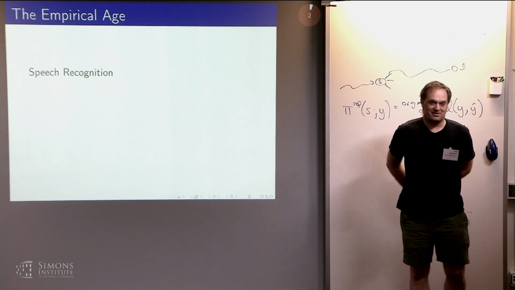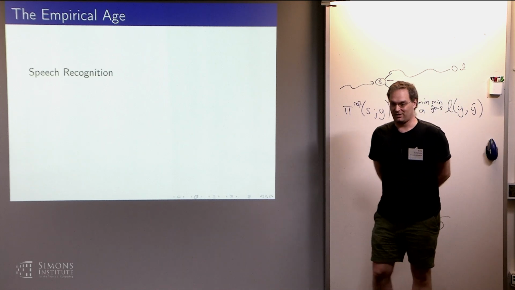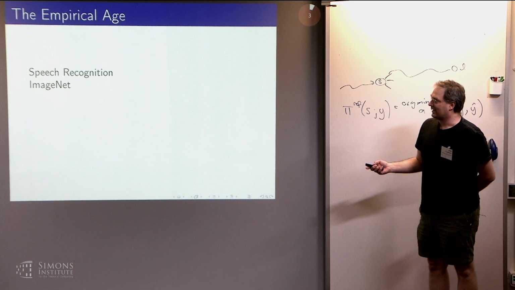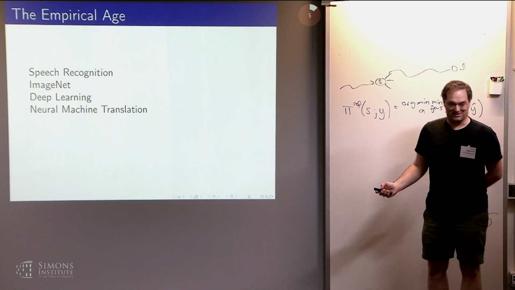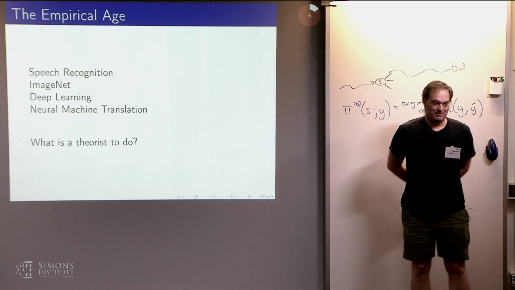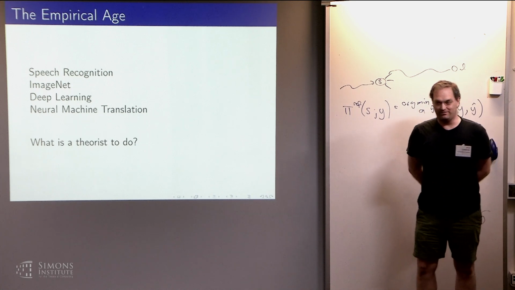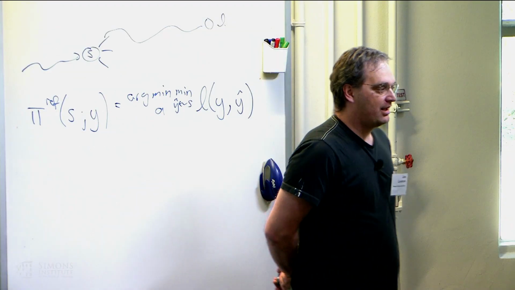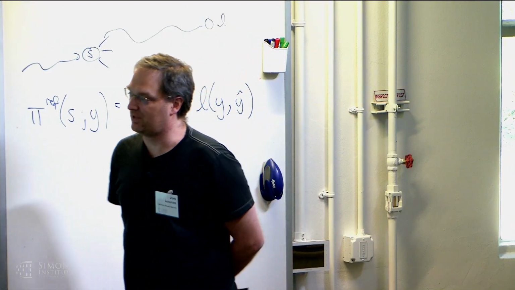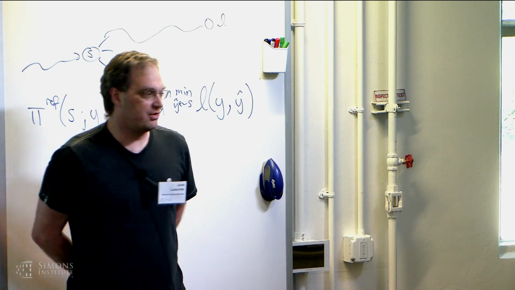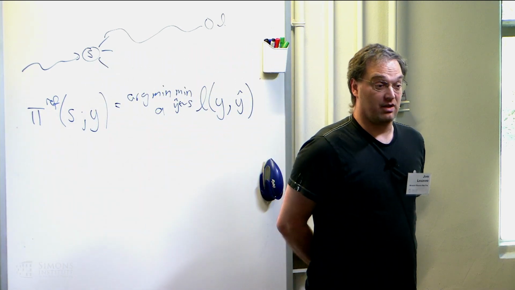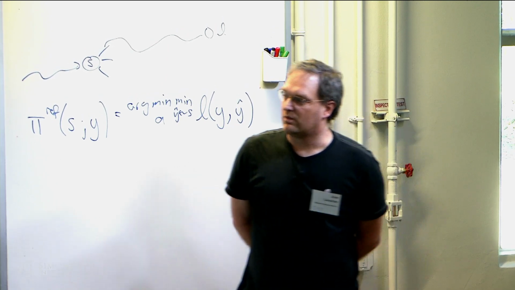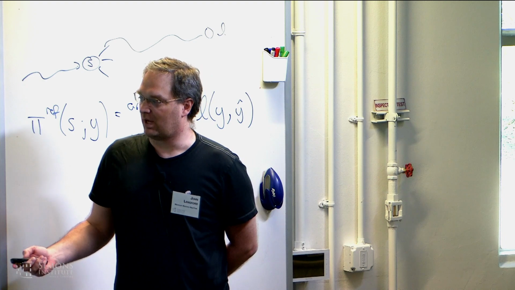But let's just start with kind of where we are. So the field right now is very empirical. So you hear about advances in speech recognition, ImageNet, deep learning, neural machine translation. These are all fun things, but they're not things that are being really driven by theory right now. And when this is happening, it's kind of a question about what should we be thinking about theory-wise. And there are a lot of different theories that exist in machine learning. So let's think a little bit about what happens with reductions.